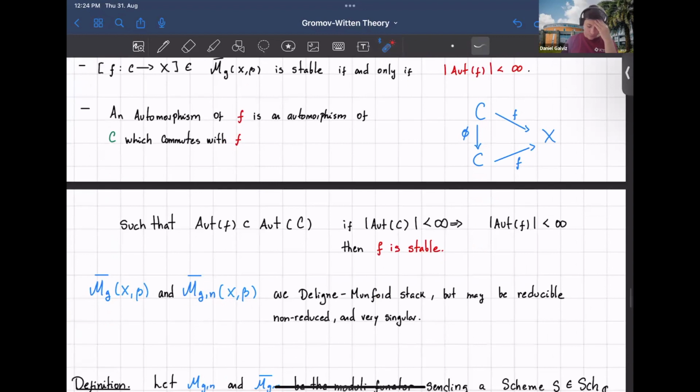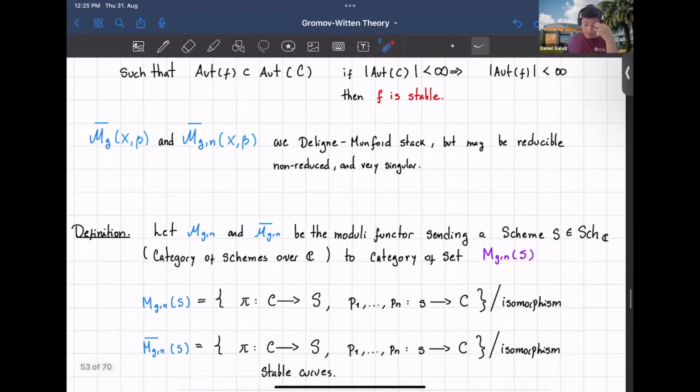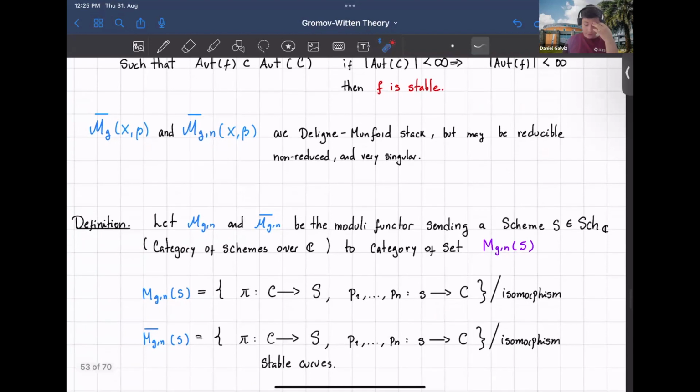Then, of course, we will have the Deligne-Mumford stacks. They might be reducible or non-reduced and very singular. In principle, these are stacks, or the algebraic variety that we will associate with these stacks. They don't need to be smooth, but this is in general, right? It's not always the case. So let's give this definition.